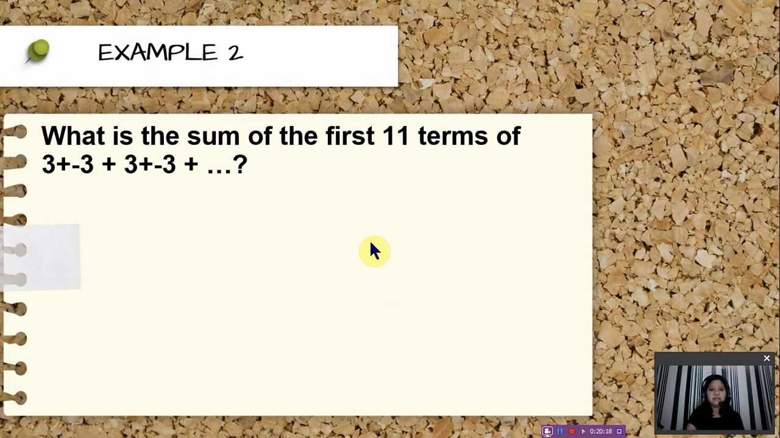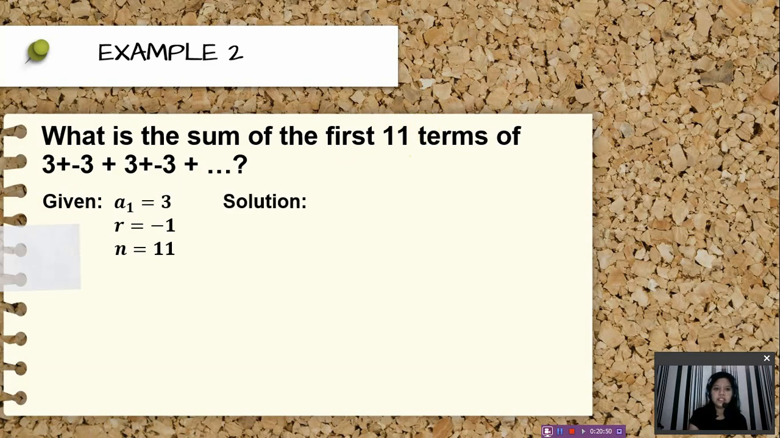What is the sum of the first 11 terms of 3, negative 3, 3, negative 3, and so on? Let us find the given. Our a sub 1 is 3. Our r is negative 1. And our n is 11, since we need to get the sum of the first 11 terms. Now, which formula should we use?